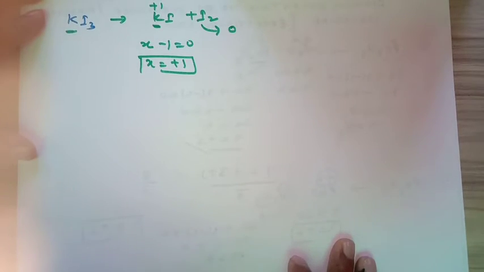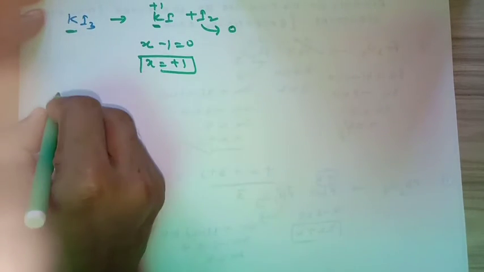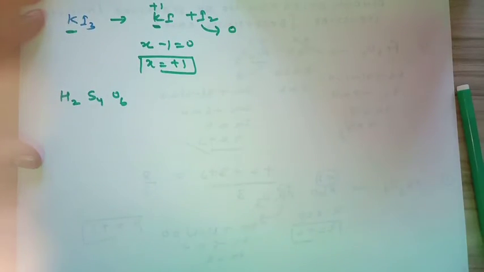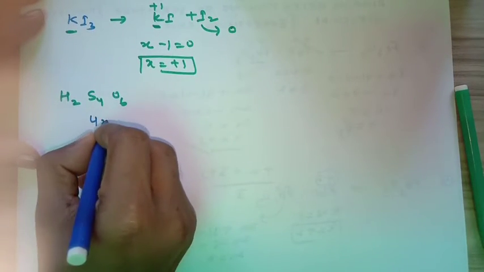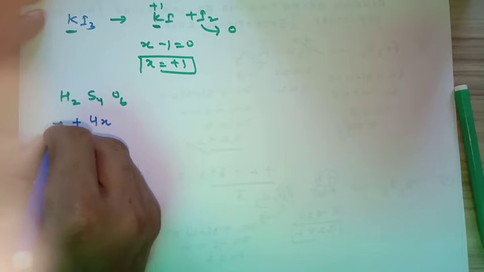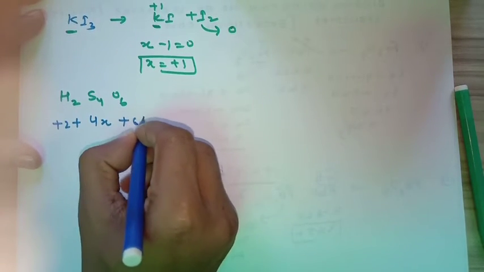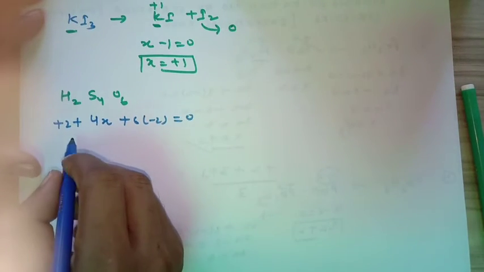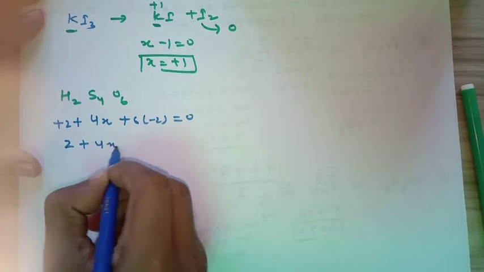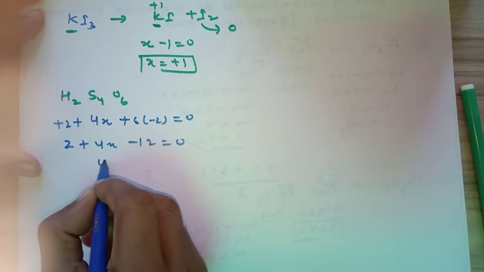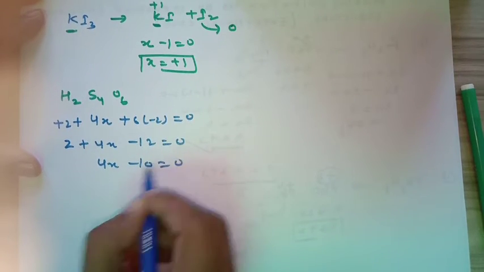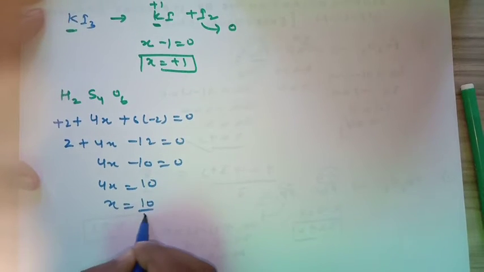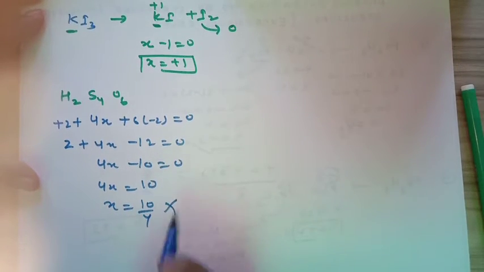Our next question is S2S4O6. Let's find it by the conventional method. That will be 4x, this will be plus 2, and this will be 6 minus 2, and the algebraic sum will be 0. So we will say that 2 plus 4x minus 12 is equal to 0. So 4x minus 10 is equal to 0. So 4x is equal to 10, and this will be x is equal to 10 by 4. Now this is incorrect over here.